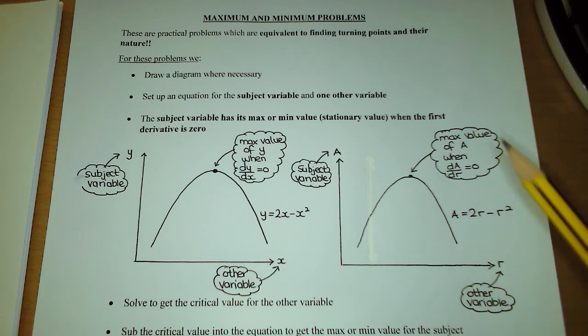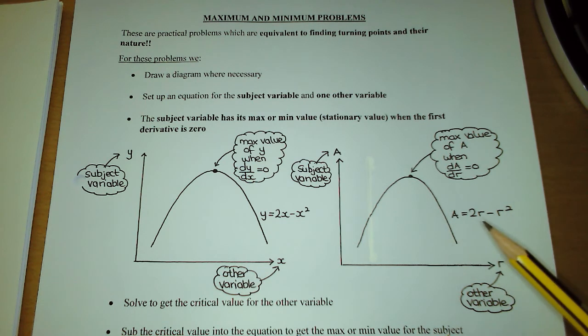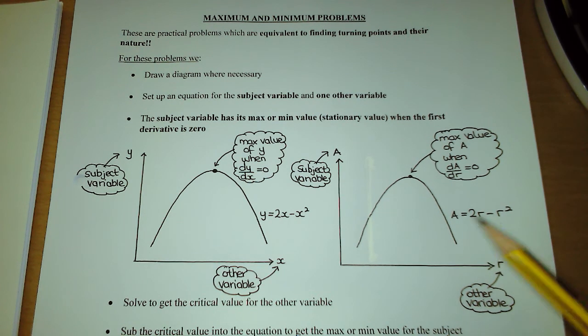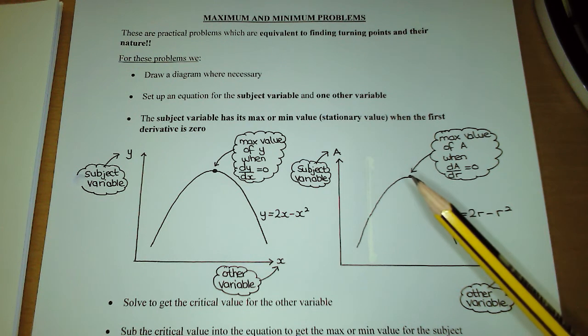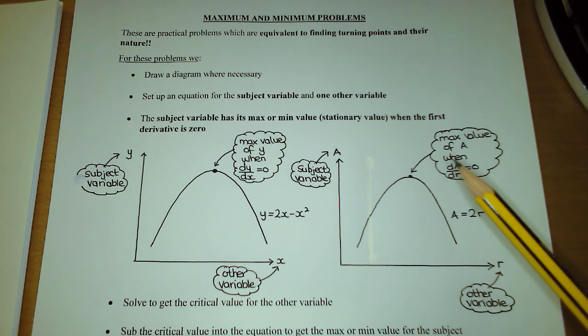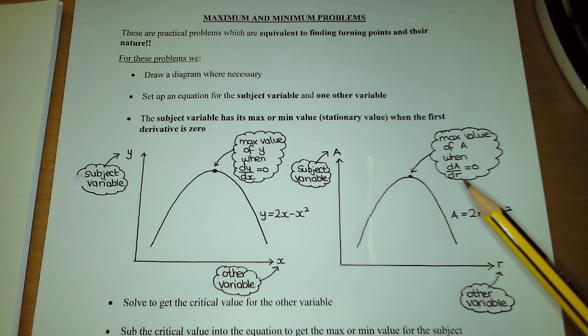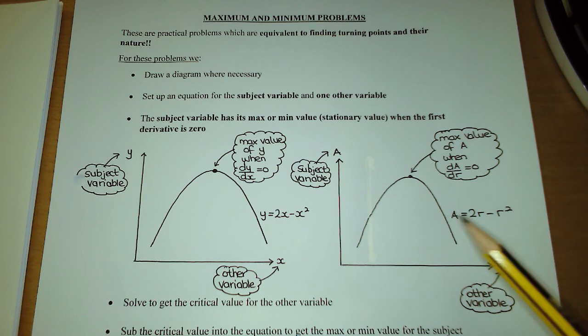Now the same thing applies if the subject variable is not y and the other variable is not x. So for example here we have a and r. So in this case a would take its maximum or minimum value at the turning point, in other words where the first derivative is equal to 0. Now the first derivative this time will now be dA by dr because the subject variable is a and the other variable is r.